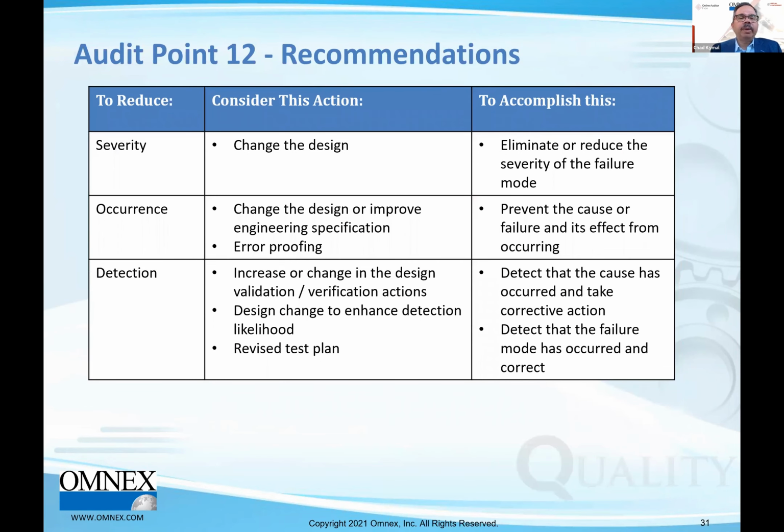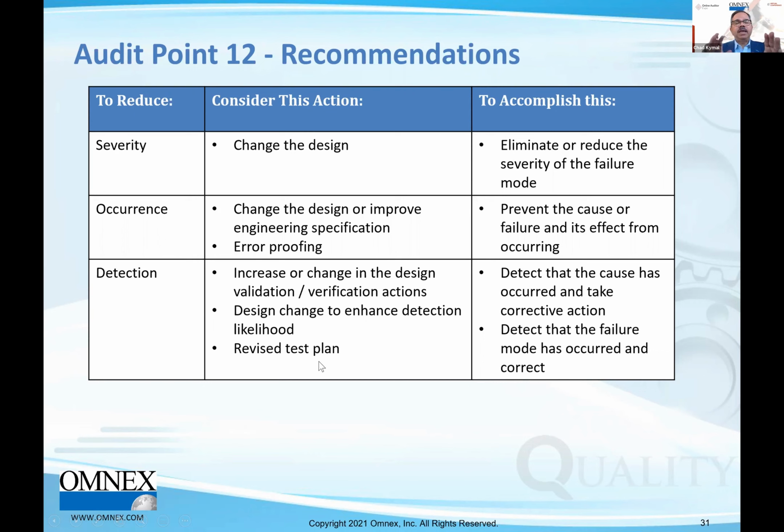All right. So when we come up with the optimization, the recommendation in that one block of optimization: if you reduce the severity, you have to change the design. To eliminate or reduce the severity of the failure mode, change the design. To prevent the cause of failure, change the design or improve the spec or error proof. For detection, to detect that the cause has occurred and take corrective action, then you can increase or change the design validation verification action. Design change to enhance detection likelihood, okay?